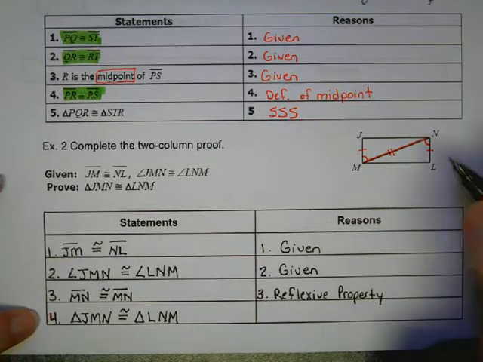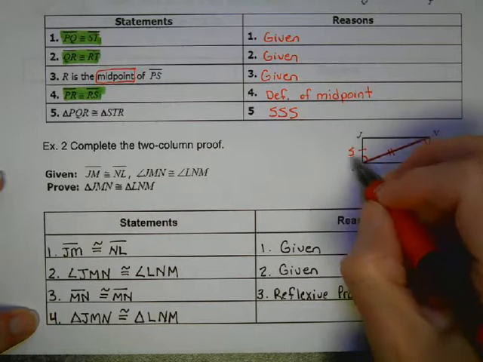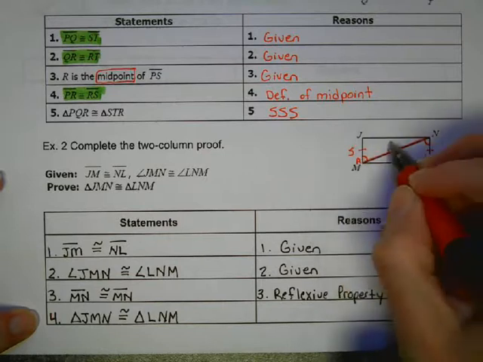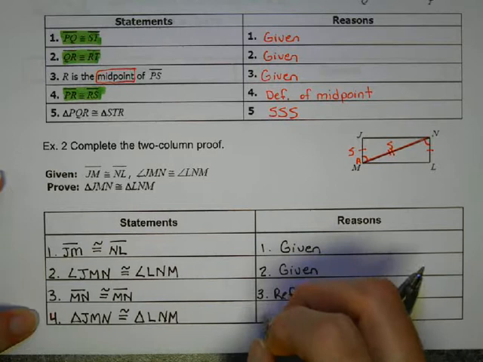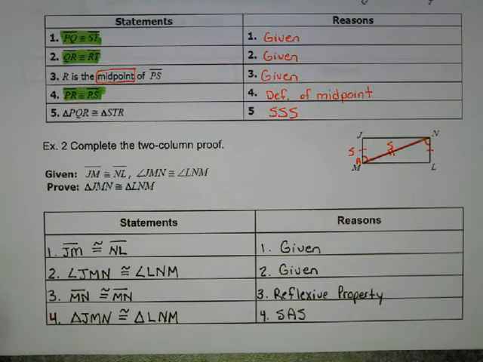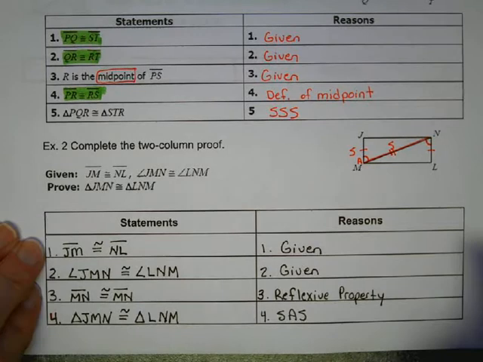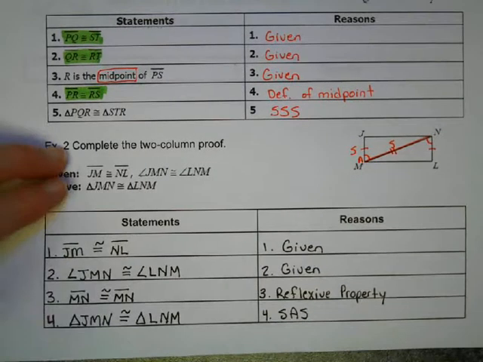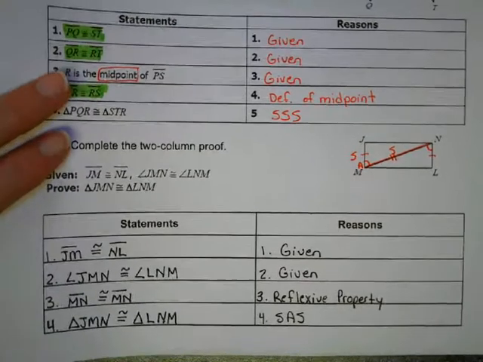If we look at the picture now, we would have side, an angle, and a side. So I will put step 4 is side, angle, side. Alright, let's look at the next one. Remember, you can always pause the video if I write too fast to get caught up.